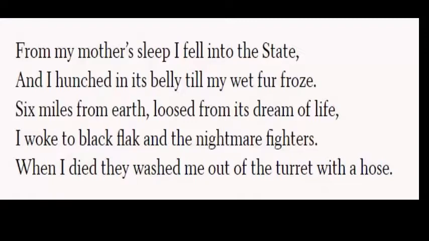From my mother's sleep I fell into the State, and I hunched in its belly till my wet fur froze. Six miles from earth, loosed from its dream of life, I woke to black flak and the nightmare fighters. When I died, they washed me out of the turret with a hose.